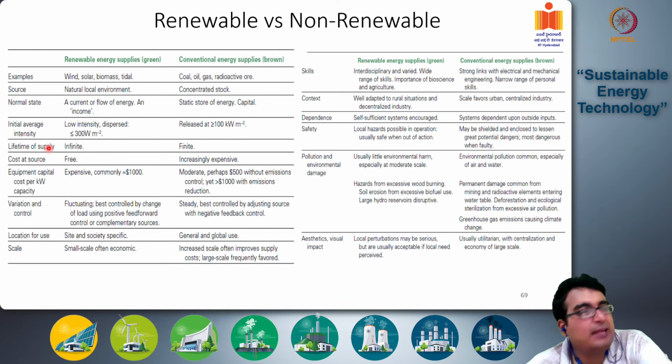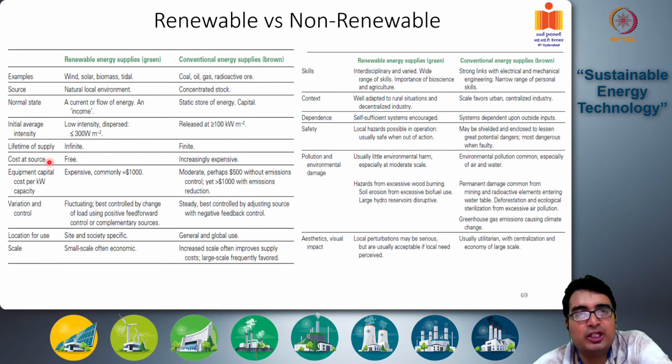On the other hand, the lifetime of supply is infinite for renewable sources. The sun will shine for the next 4 billion years, and as long as the sun shines, the wind will flow, the water will flow, right? So it's infinite compared to human existence. Whereas conventional supplies are finite. We already have concerns about how much oil is left, how much coal is left, how much uranium is left in the world. So it's a finite resource, and there are supply-demand pressures on it. The cost of the source is hence free.